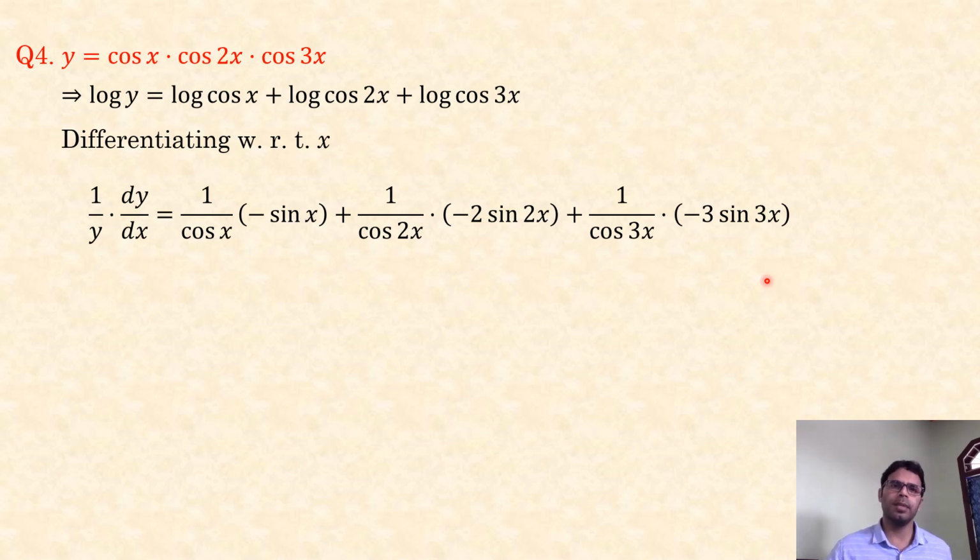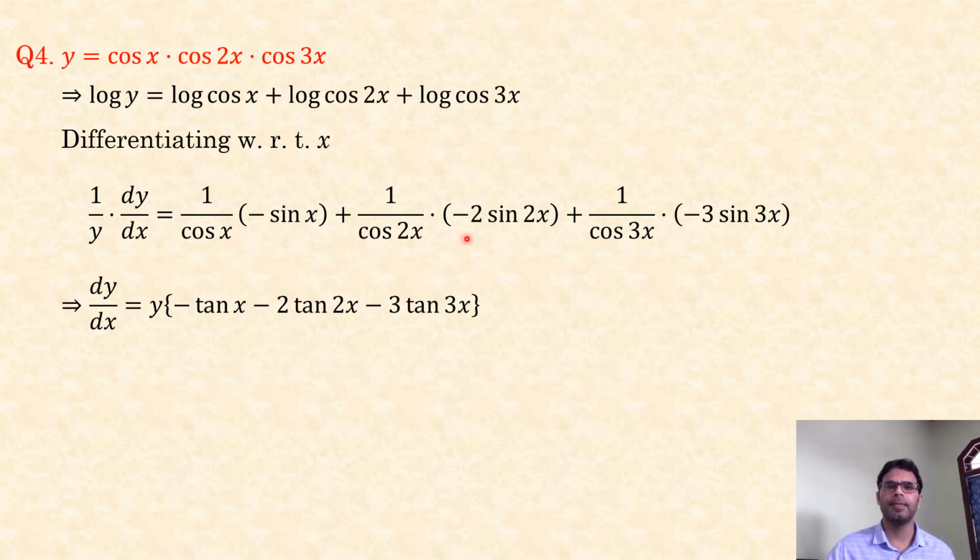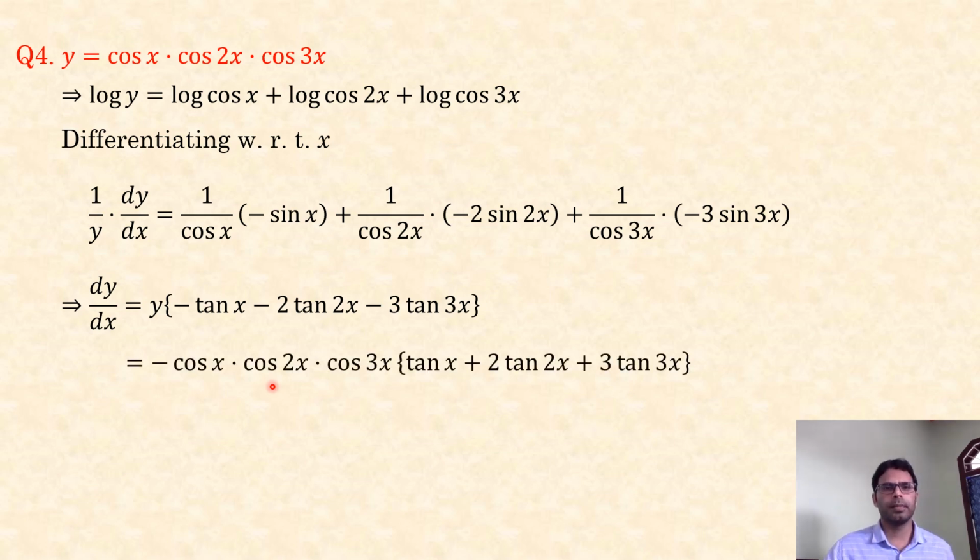So then just simplify it. dy dx is equal to, this y goes to the right-hand side as a cross product. So y whole into minus tan x minus 2 tan 2x minus 3 tan 3x, since sin 3x by cos 3x is tan 3x. Then replace the value of y. So it is equal to, taking minus outside the bracket, minus cos x cos 2x cos 3x, which is the value of y, into tan x plus 2 tan 2x plus 3 tan 3x, and that is the solution for the problem.